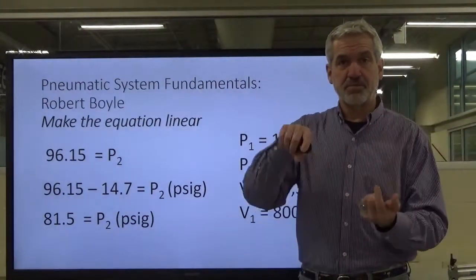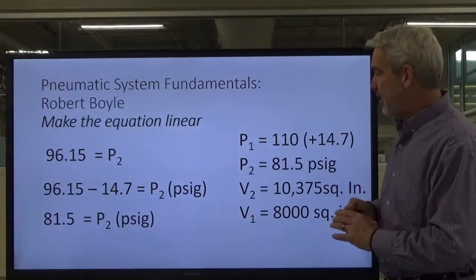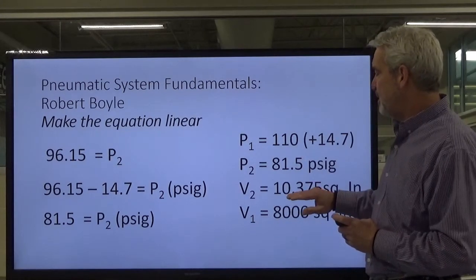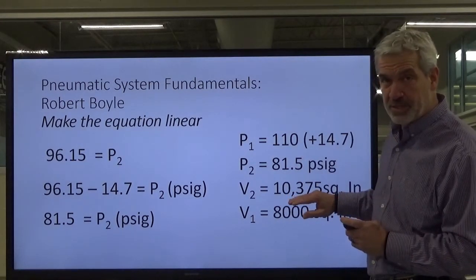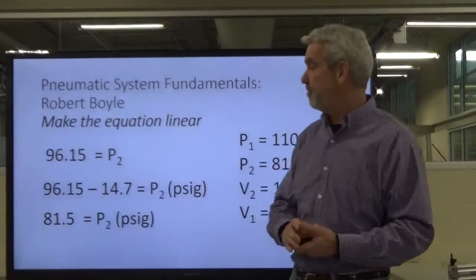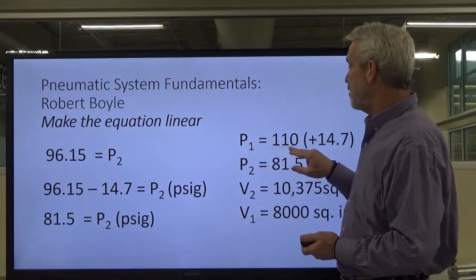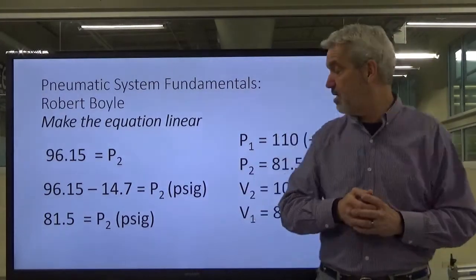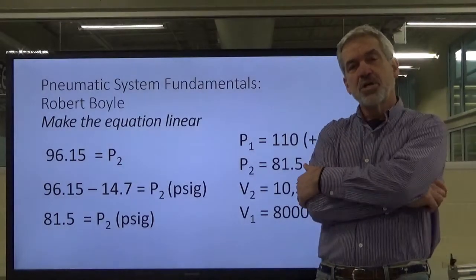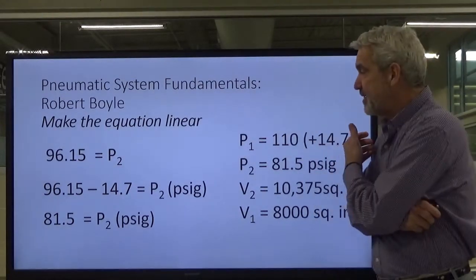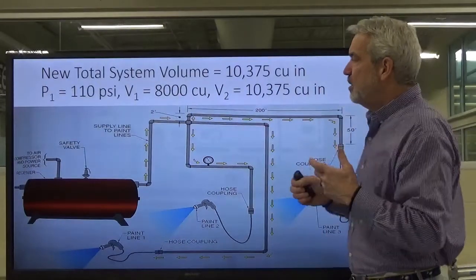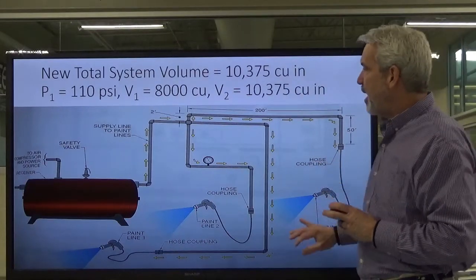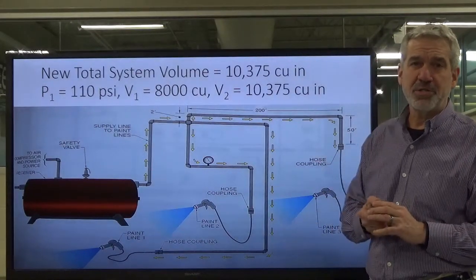This is Boyle's law, inversely proportional. Remember that? Well, let's look at it. We went from 8,000 cubic inches to 10,375 cubic inches. So we went up in volume. And our pressure was 110, but after our calculations, we've dropped pressure to 81.5 pounds per square inch gauge. So we've proven Boyle's law, and basically what that tells us is that, yes, we added volume and we added this third line, but how did it impact our system? Well, it made our pressure drop.